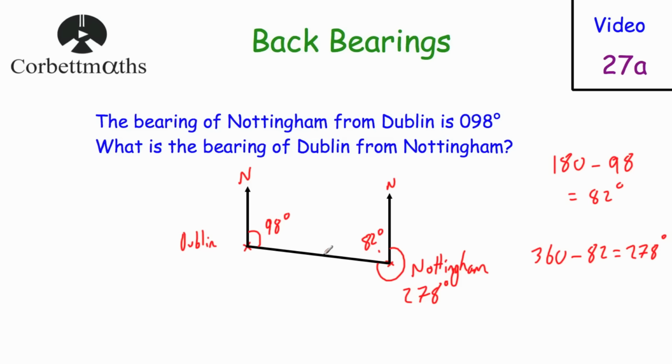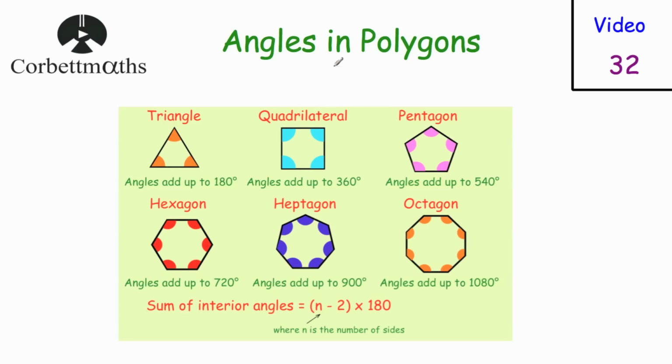And that's a bit of a shortcut. Now, the way I do that is I visualize it. If I was traveling from Dublin to Nottingham, and then I wanted to go the other way, I would rotate through 180 degrees to go the other way. If you want to watch that in more detail, you can watch video 27A in Corbettmaths, and there's questions there on it as well.